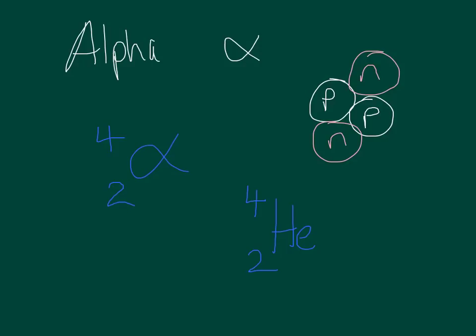Alright? So I think that's everything I need to tell you about alpha particles. So the charge, if it's got 2 protons, then each proton has got a charge of +1. So the charge on an alpha particle would be +2. Alright, +2. Okay.